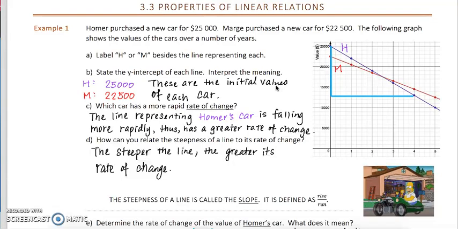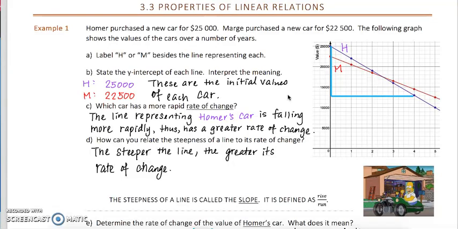State the y-intercept of each line. Interpret the meaning. So yesterday you learned that the y-intercept of a line means where the line crosses the y-axis, or the dependent axis. So Homer's car, his line touches $25,000, and for Marge, her line touches the y-axis at $22,500. So these two values will be the y-intercept. And the meaning of these two numbers in this situation would be the initial values, or the starting value, of each car.